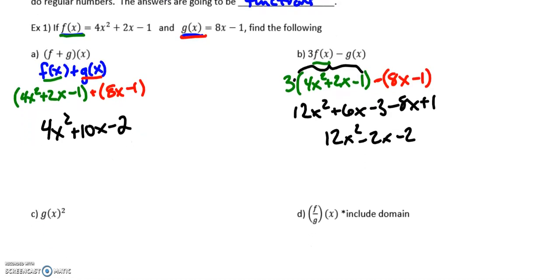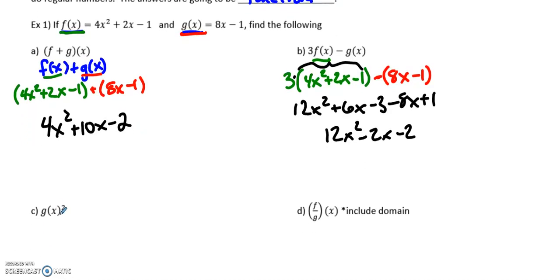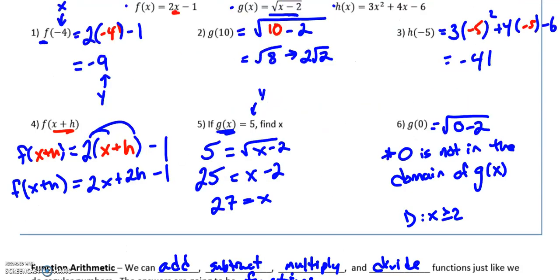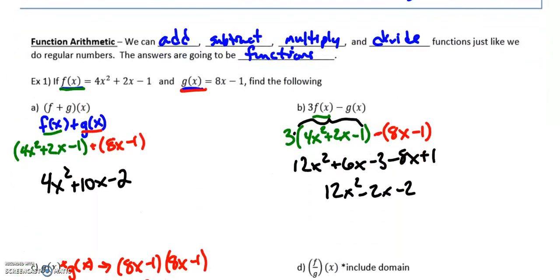Part C. When I see g of x squared, remember what squared means? It means cross out the square, rewrite what's there. I have g of x times g of x, which would be 8x minus 1 times 8x minus 1. We can go ahead and just FOIL that out and combine like terms as I go and get 64x squared minus 16x plus 1.